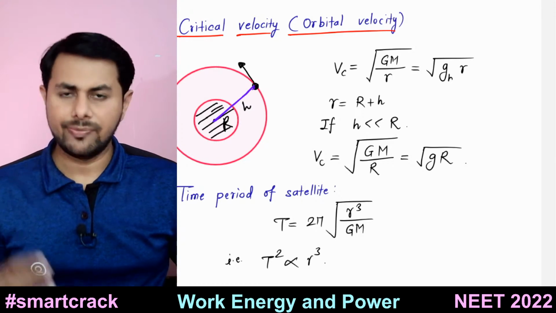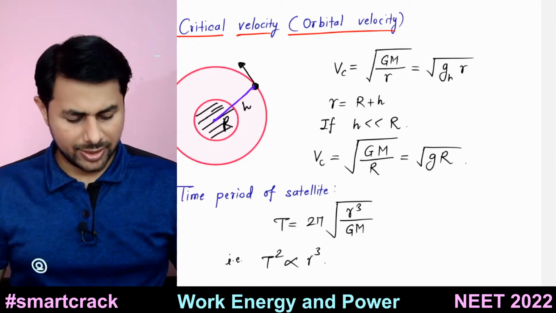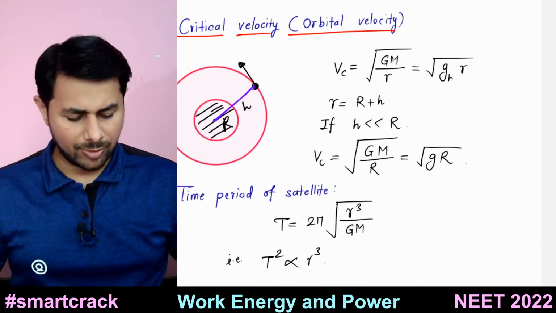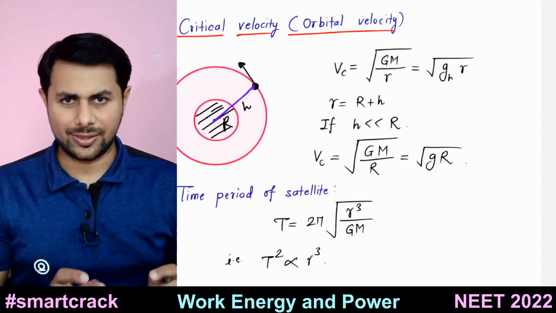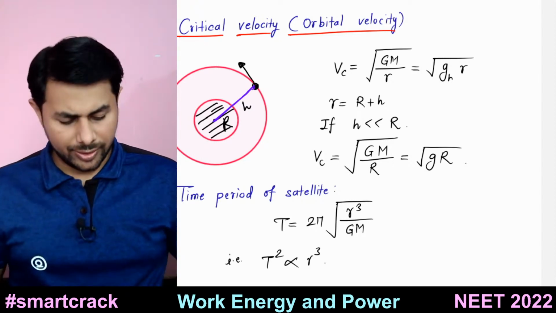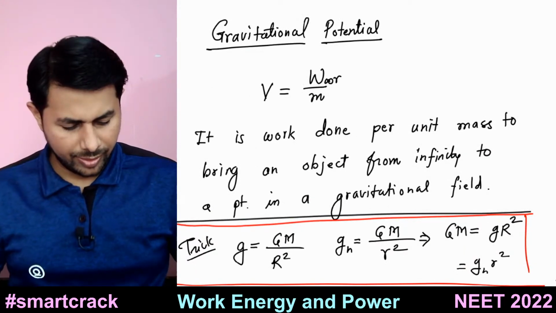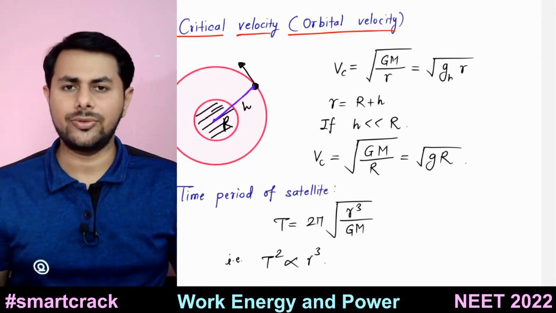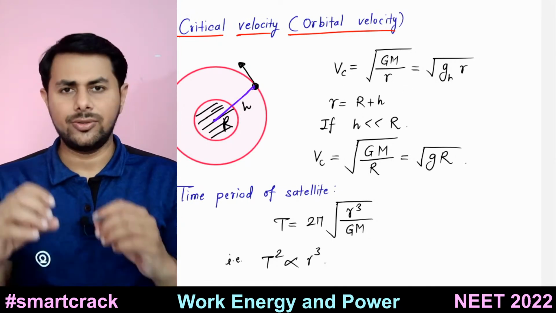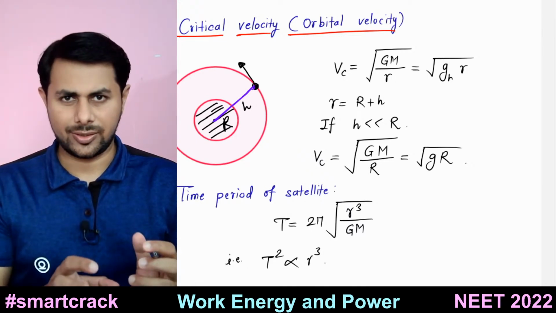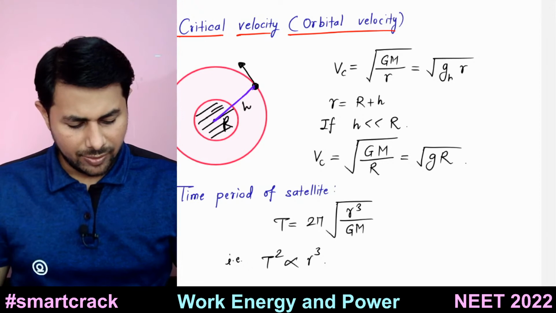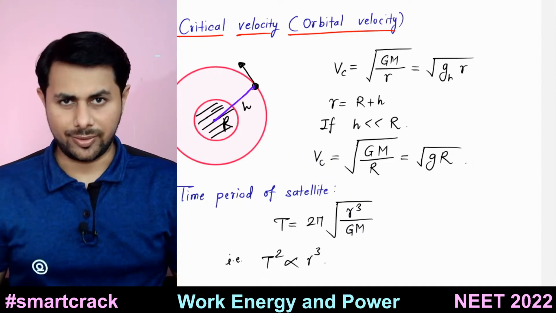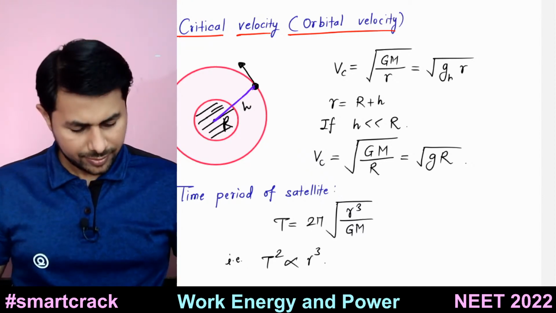Okay, so what is the formula for critical velocity or orbital velocity? It is square root of GM over r, GM over small r. What is small r? Small r is equal to capital R plus h. And as I told before, if we use this trick, we'll get another formula for the critical velocity. What do we have to substitute? GM is equal to gR square. If we substitute that, one of the R will get cancelled out with the R in the denominator and we will get this other formula. Okay, so this is simple.